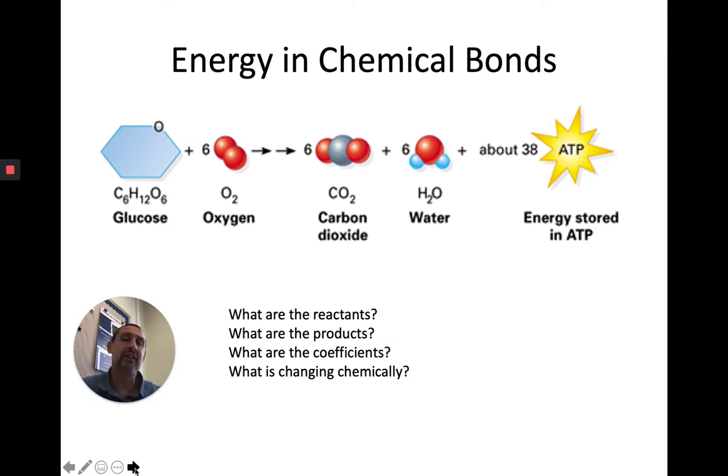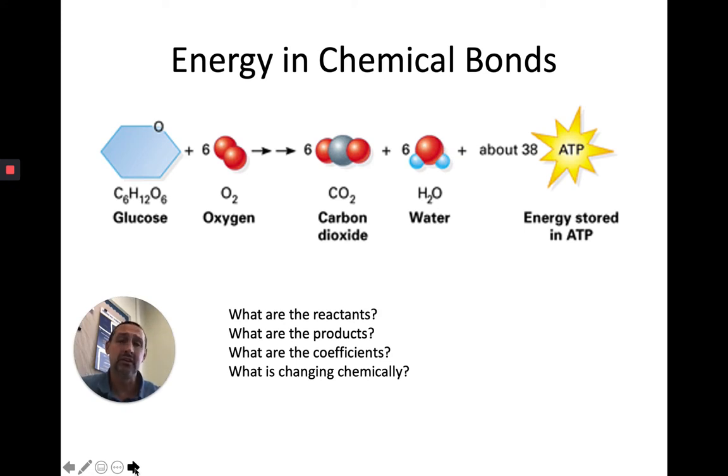Reactants are anything that's on the left-hand side of that equation, glucose and oxygen. The products are anything that's on the right-hand side of that equation, carbon dioxide and water. The coefficients are the big numbers that are written in front of the molecules or atoms. So in this case, 6O2 or 6CO2. That 6 is a coefficient. The C stands for carbon, the O stands for oxygen. The little subscript tells us how many atoms of that element are present.